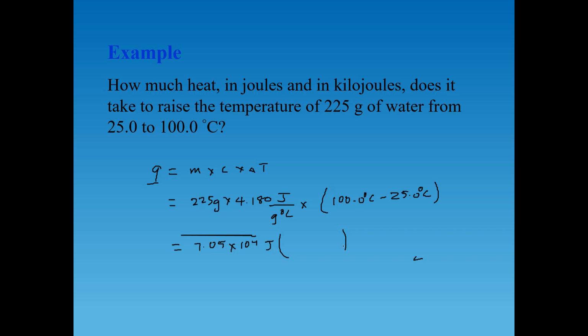So to do that, we have to multiply by a conversion factor. Remember, kilo means 1,000. So therefore, 1 kilojoule will go up here, 1,000 joules will go below. So the joule units cancel out here and here. So when you divide by 1,000, your answer becomes 70.5 kilojoules. And that's basically how that is done.